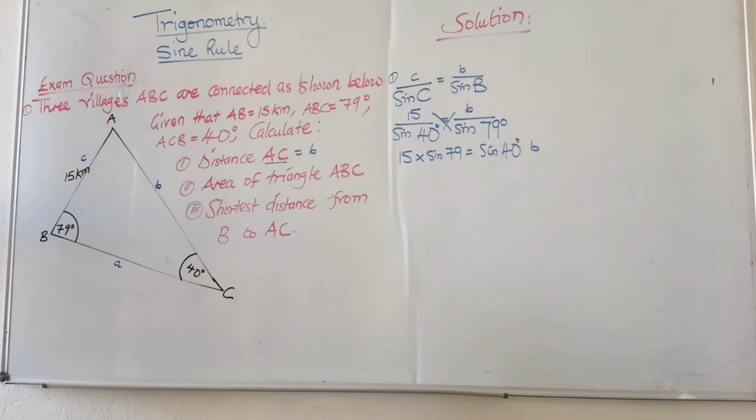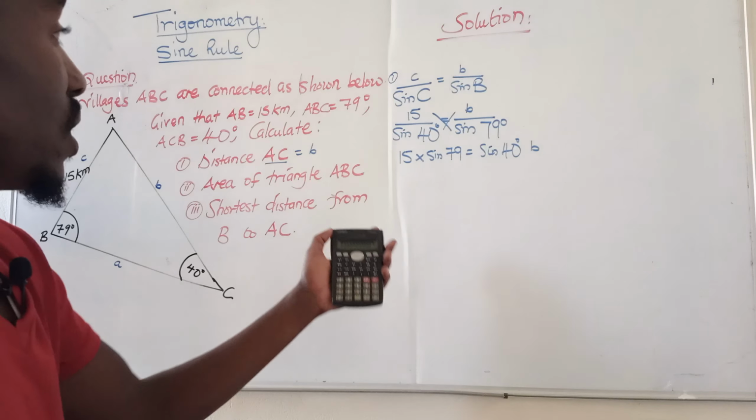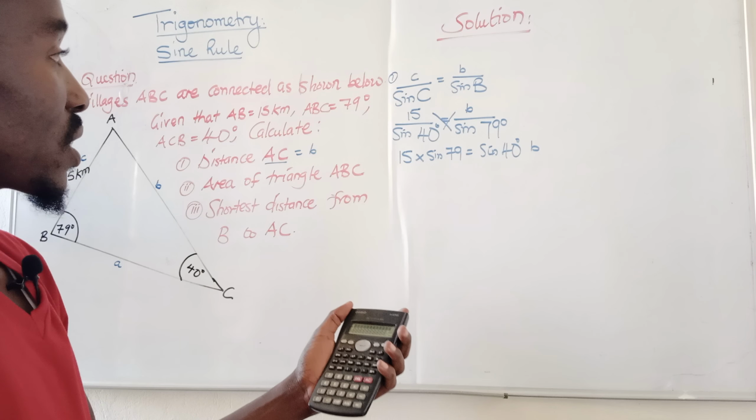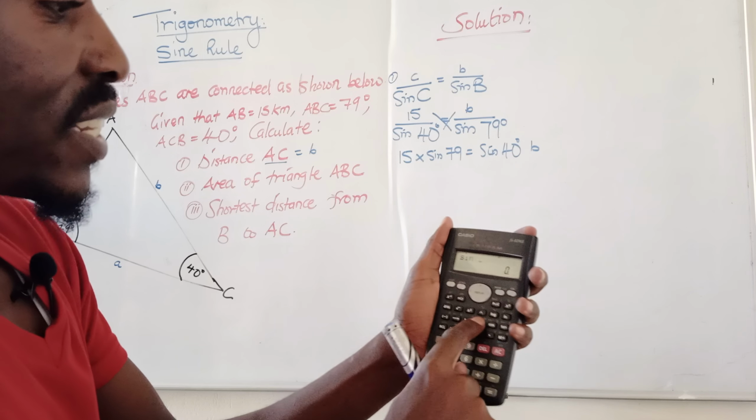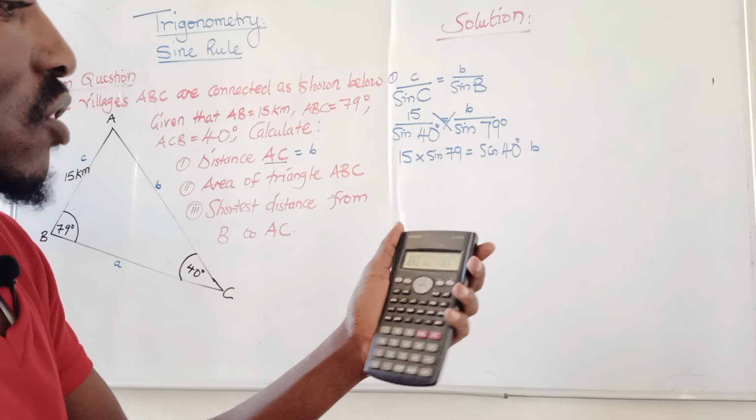So when we reach there, what do we do? We are going to say, what is 15 times sine 79? So we find the sine 79. What is sine 79? Okay, it is 0.